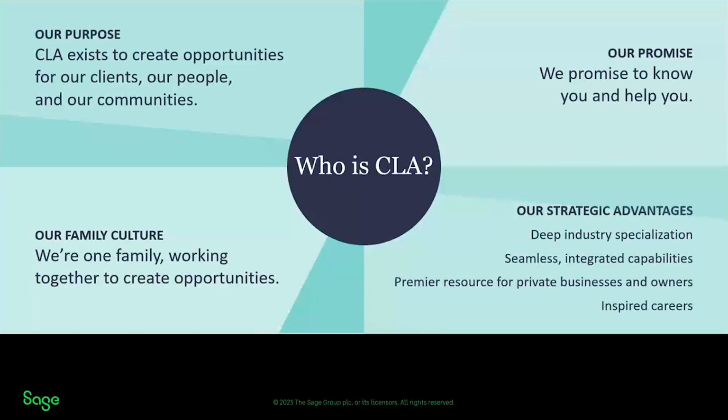So who is CLA? Personally, I think the less exciting answer is that we're just a professional services firm, even though we are one of the nation's leading professional services firms. Nonetheless, I think our four essential elements really encompass who we are as a firm. Starting with our family culture, this includes our purpose and our promise. Essentially, we see ourselves as one big family, and at the end of the day, we want to help our clients and our family members create opportunities, as well as get to know you. The relationship with you is our main priority.